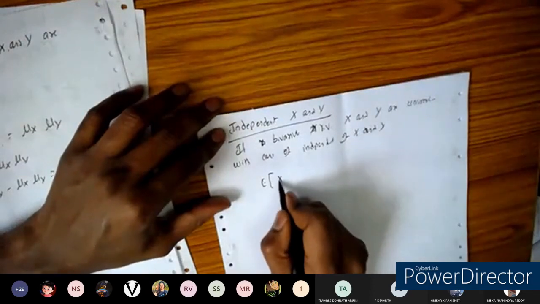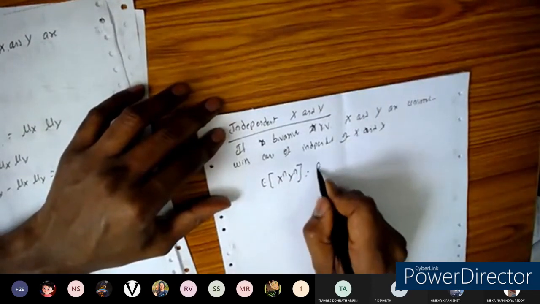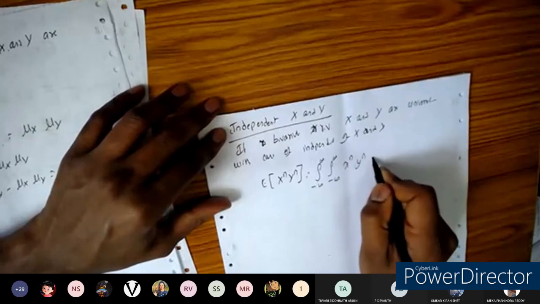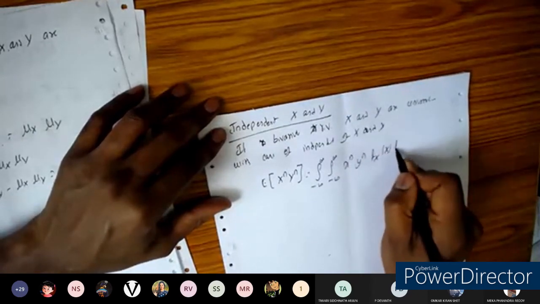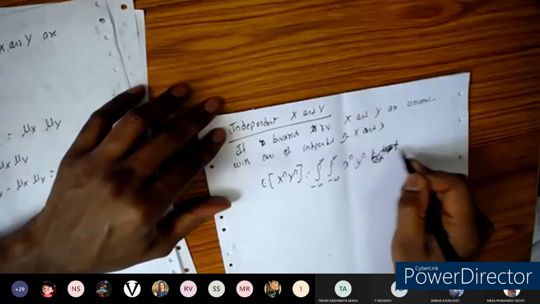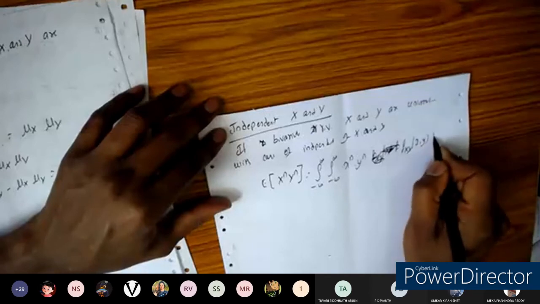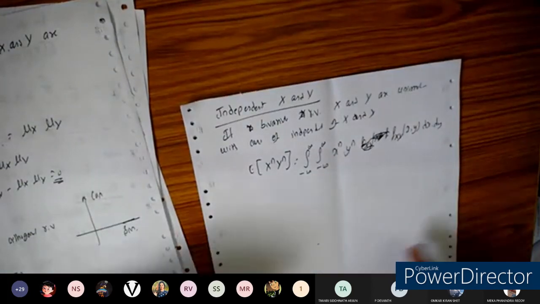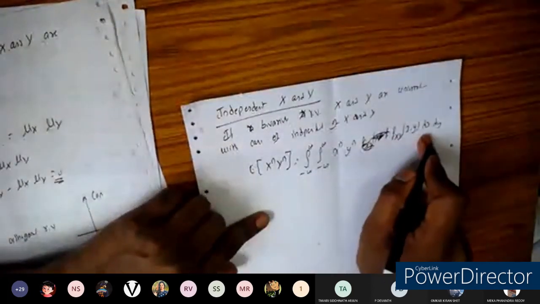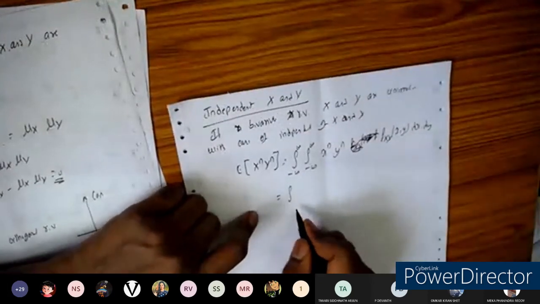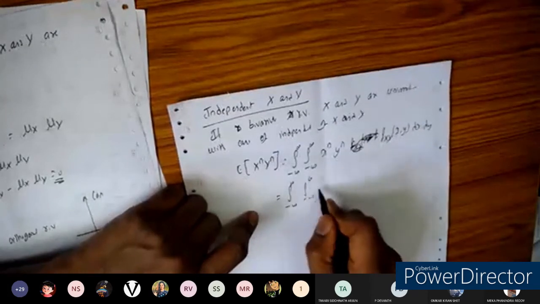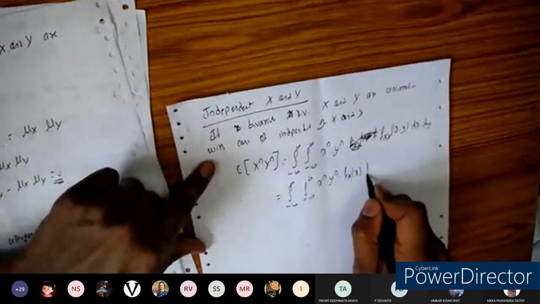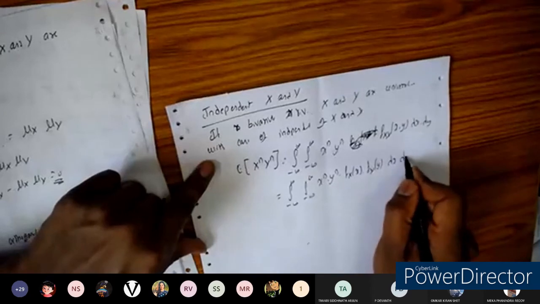We can define the expected value of the nth moment. It is the integral from minus infinity to plus infinity of x to the power of n into y to the power of n, because we have already seen the nth moment for a single random variable, into f XY of x comma y dx dy. For independent random variables, f XY of x comma y can be written as f X of x into f Y of y, so we extend it like this.